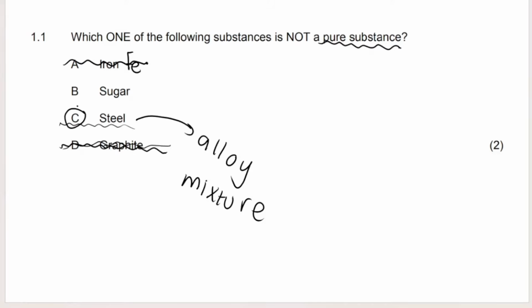Steel is a mixture. Sugar, however, always throws people off because people forget that sugar is actually also a pure substance. It is a compound. And if we talk about pure sugar, basically that is sucrose and its chemical formula is C12H22O11. You don't need to know that. It's just, you know, it's just interesting. So it's definitely a compound. It's containing carbon, hydrogen, and oxygen.